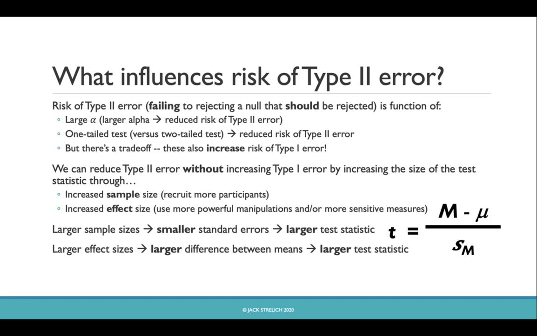We can see this if we look at the formula for our t-test. If we have a larger sample size, and thus a smaller standard error, it reduces the denominator of the t-statistic and thus increases its overall value. On the other hand, if we increase our effect size, we have a larger difference, which means we have a larger numerator, which also increases the value of our test statistic.